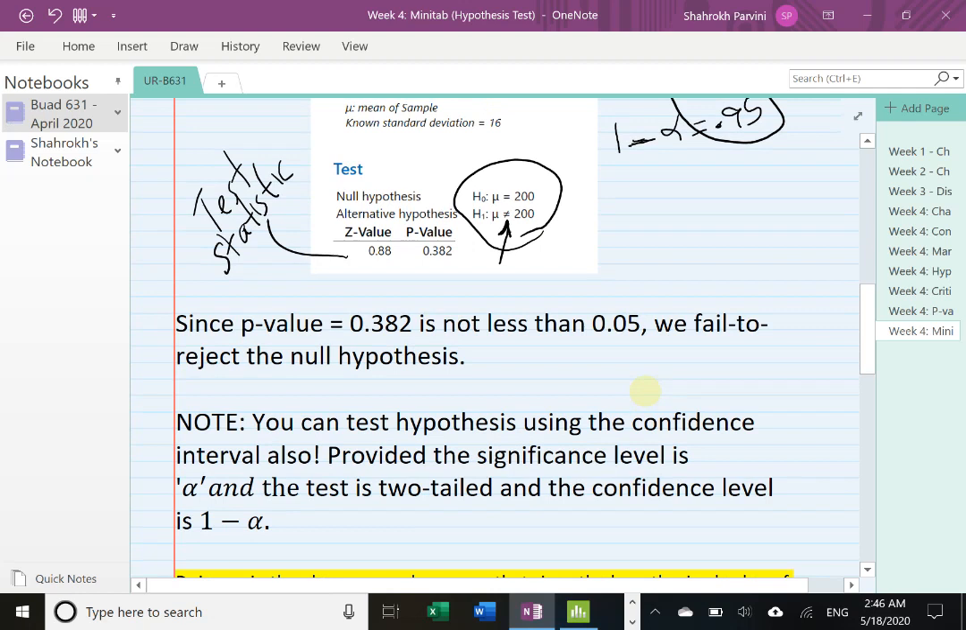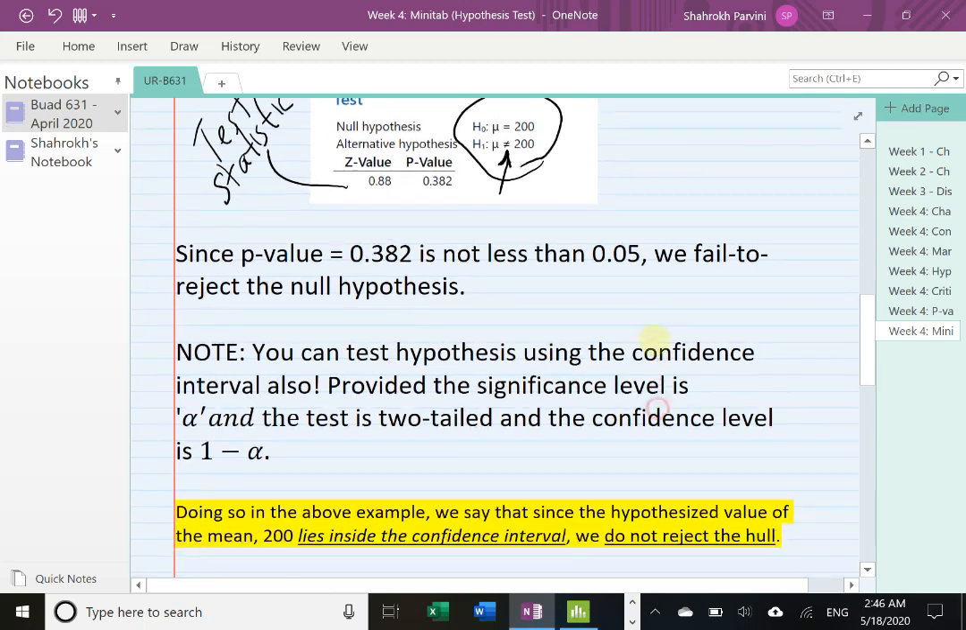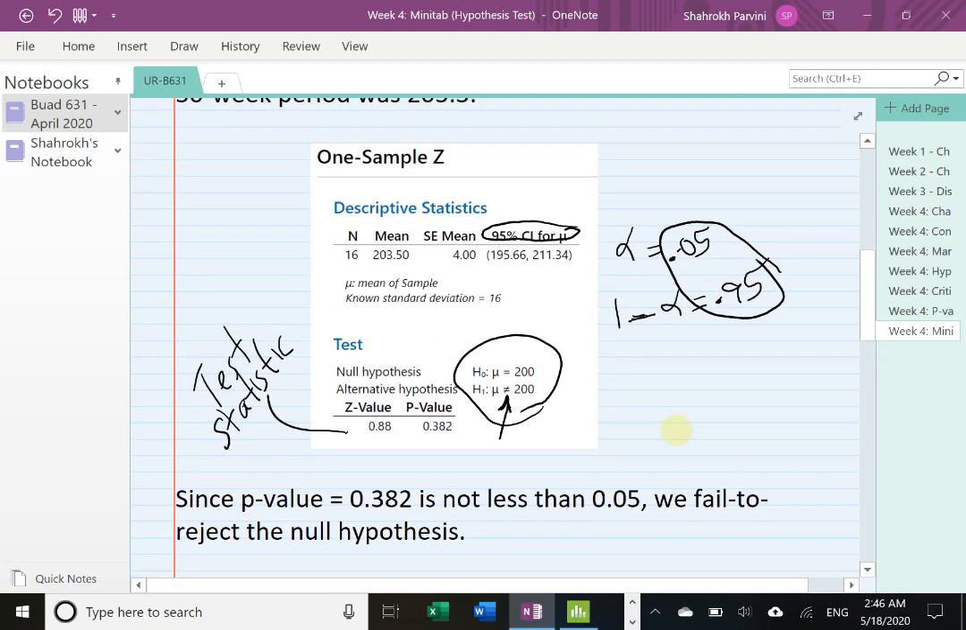You can test the hypothesis using a confidence interval also. Now, provided the significance level is alpha, and the test is a two-tailed test, the confidence level must be 1 minus alpha. So, to make a long story short, based on what I see here, remember, the hypothesized mean is 200 right here. And that 200 is actually inside of that confidence interval, isn't it? So if it's in the confidence interval, we don't reject the null.